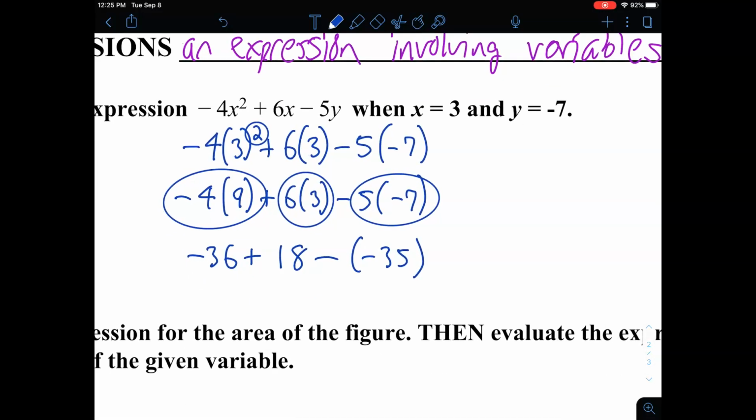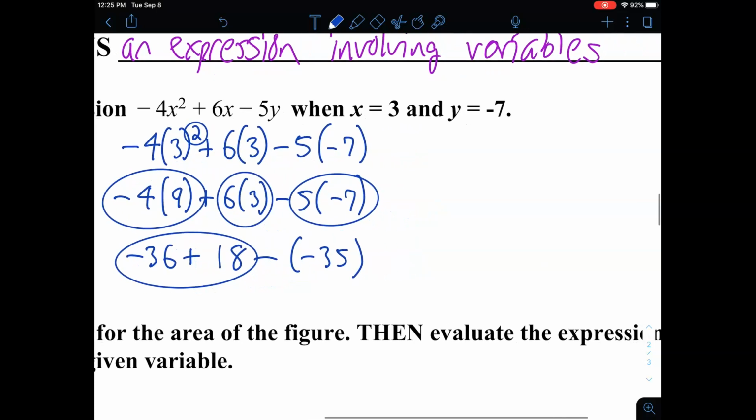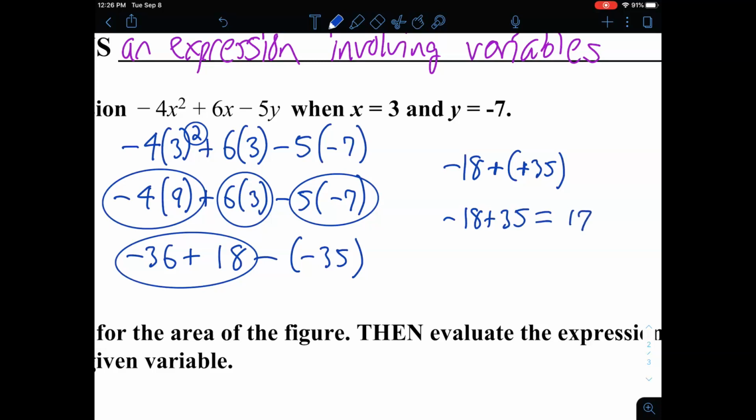Okay. Any more multiplication or division or anything else before that? Any addition or subtraction? We actually have addition here, so we're going to circle this. All right, so negative 36 plus 18 is going to be negative 18. And we have minus negative 35. And subtracting a negative, that's the same thing as what? Adding a positive. Remember, change the sign, add a line, or chop chop. So we got negative 18 plus 35, which is going to equal 17.